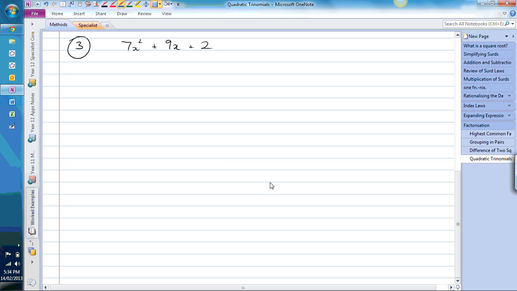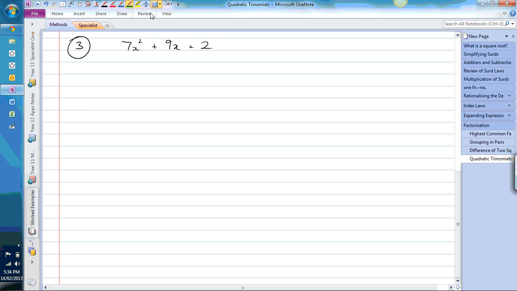The next example deals with a non-monic quadratic trinomial. And non-monic means that the coefficient of the x squared is something other than 1. We've got something like, in this case, a 7, but a number in front of the x squared other than 1. When we're dealing with something like this, we need to just include one extra step in our factorization.